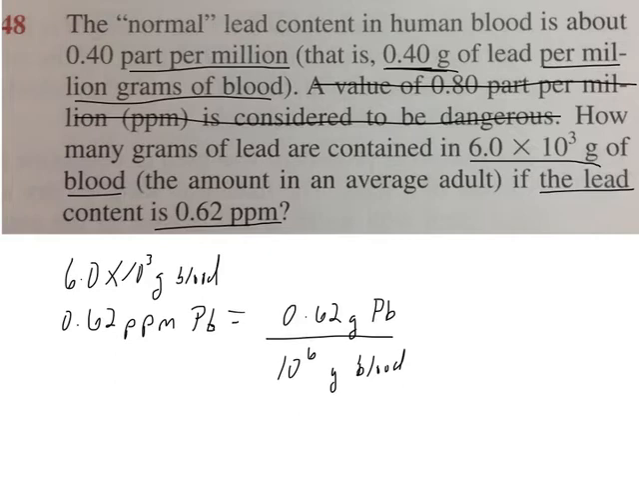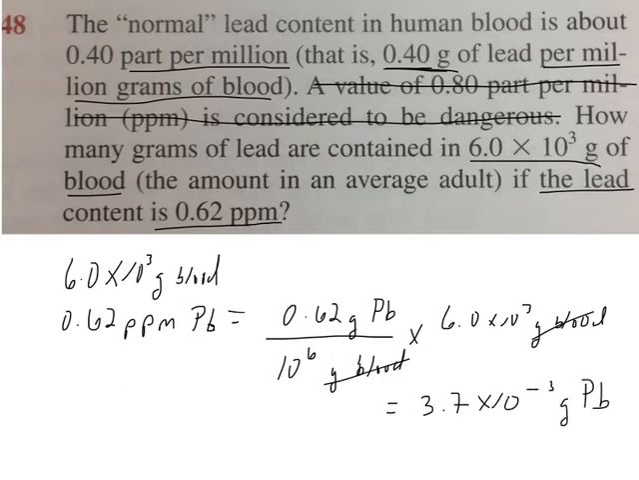Okay, so now I actually have this as a conversion factor. And I can see, if I want to get grams of lead, I'm going to multiply this conversion factor by the mass of blood in the human being. So 6.0 times 10 to the third grams of blood. And grams cancels, and I'm left with grams of lead. And when we do this, we get 3.7 times 10 to the minus 3 grams of lead.